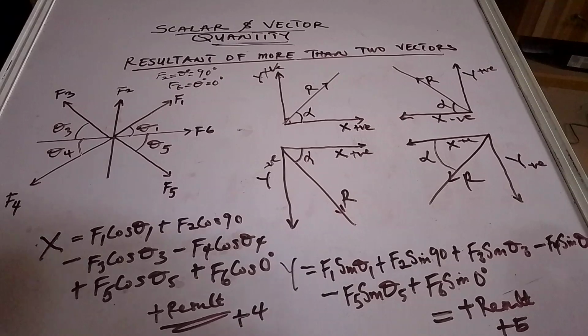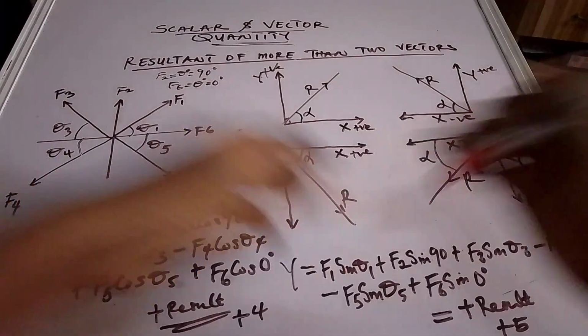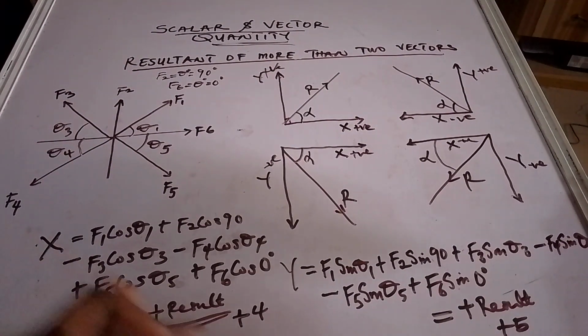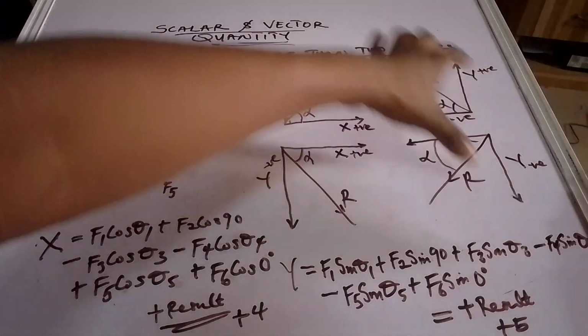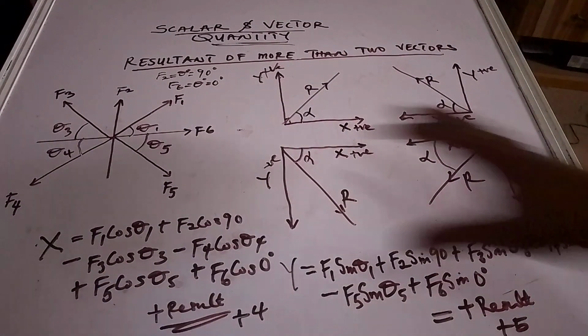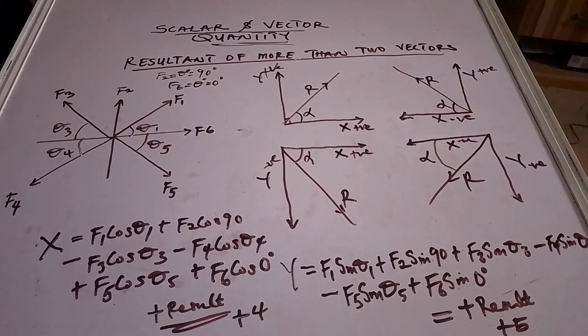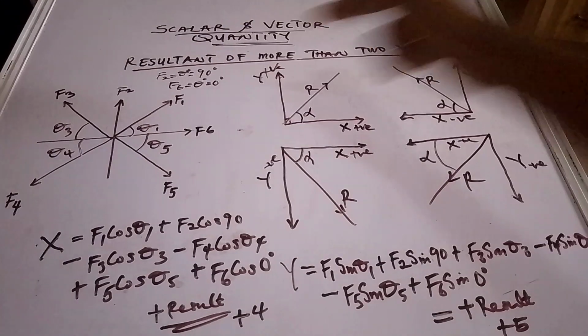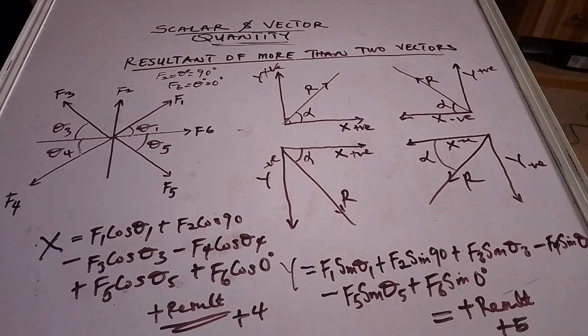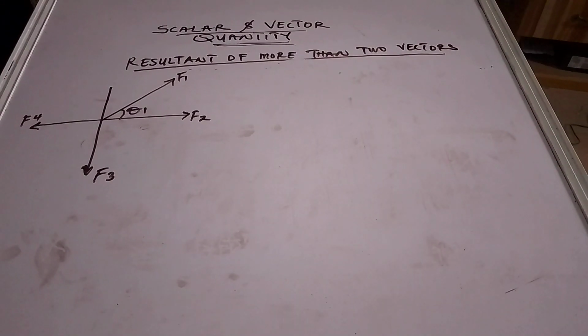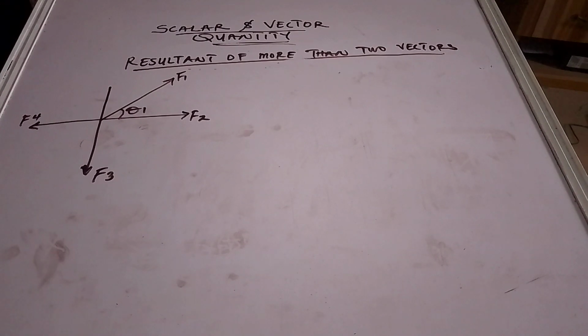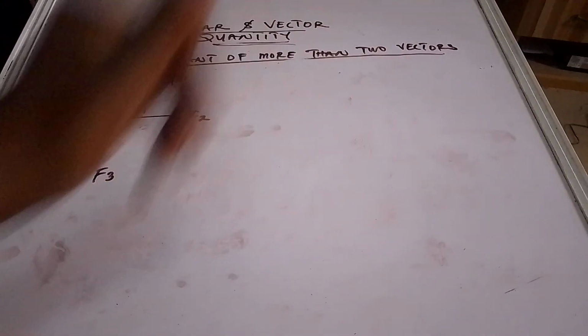So let's quickly look at the second method and see how we resolve without going through all the stress of this table. But at the end, after you have gotten your x value and your y value, you still have to proceed with these values, using this concept, to find your final result, the resultant in magnitude and direction.